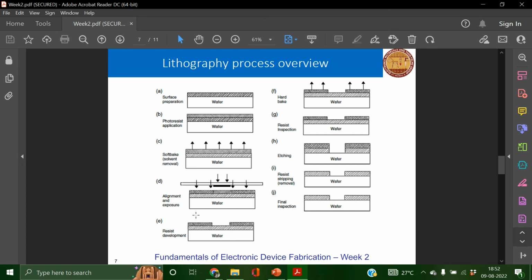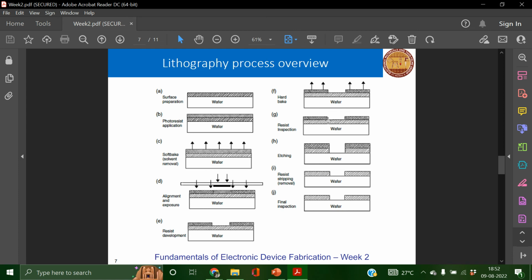In our case, it has become more soluble. So when we do development, that is when we add a certain set of chemicals, this particular region will be removed. So now this region is not there, and the pattern from the mask is transferred onto the surface of the oxide. And then we will do a hard bake to remove the excess solvent from this layer of photoresist.